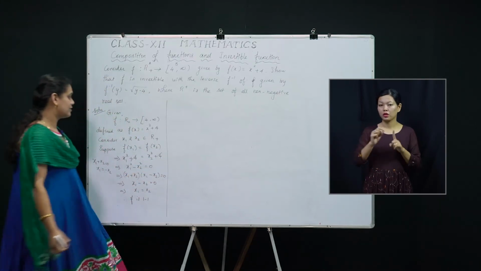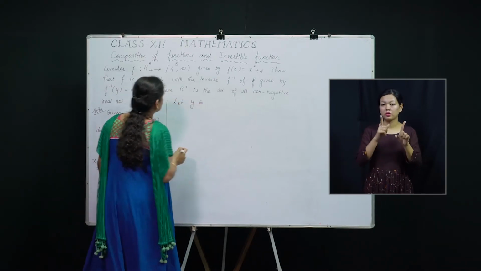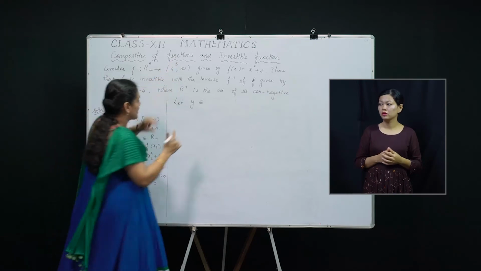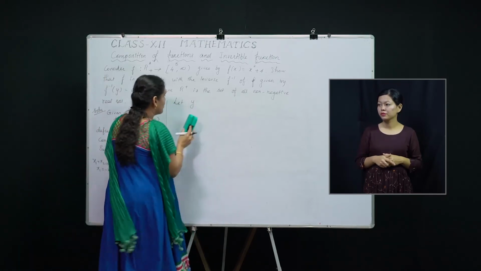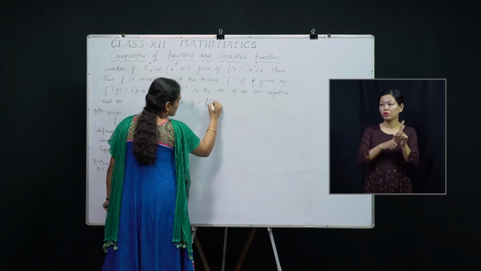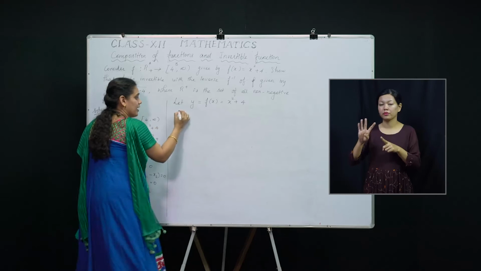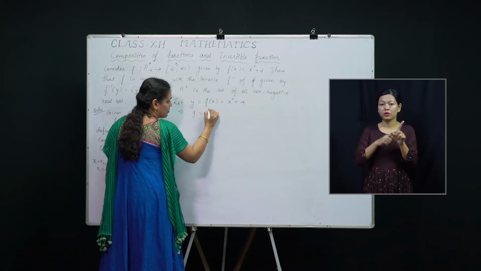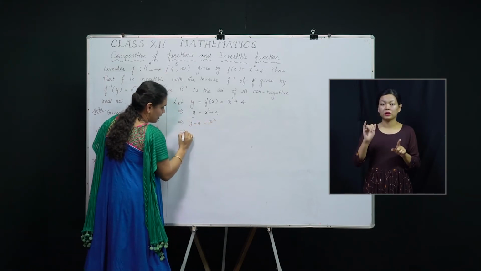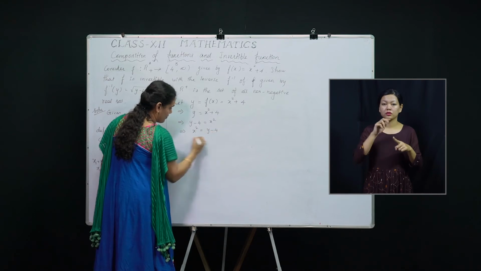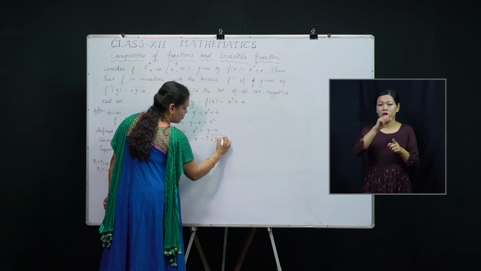Then we will show that f is onto. Let y belong to the second set. What is our second set? We have to prove that this y belongs to the second set. Let us take y equal to f(x), that is equal to x squared plus 4. We will consider like this: y equal to x squared plus 4, then y minus 4 is x squared. We can write this as x squared equal to y minus 4, then x equal to plus or minus root over y minus 4.